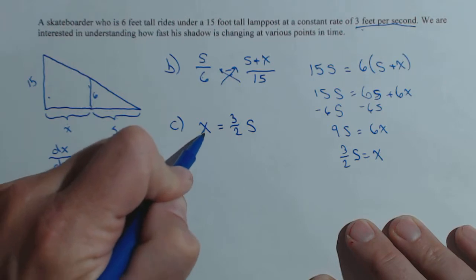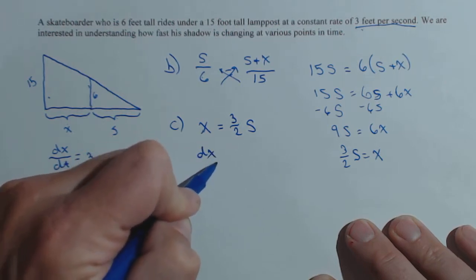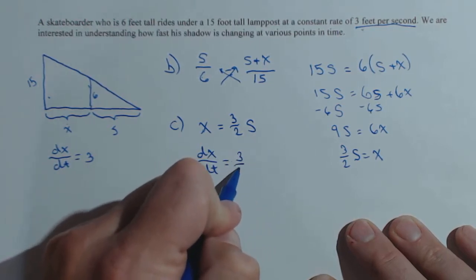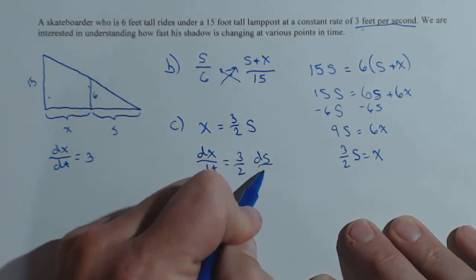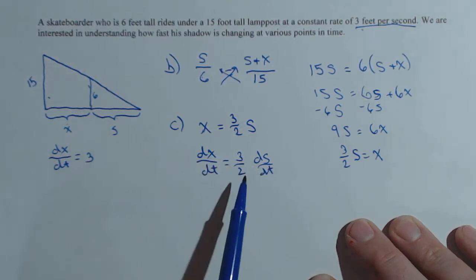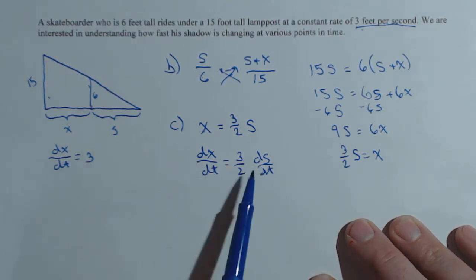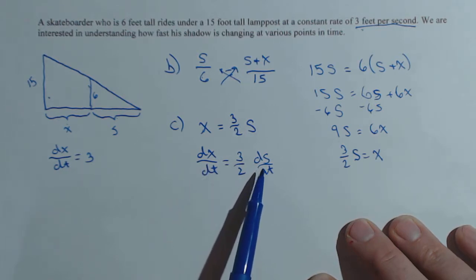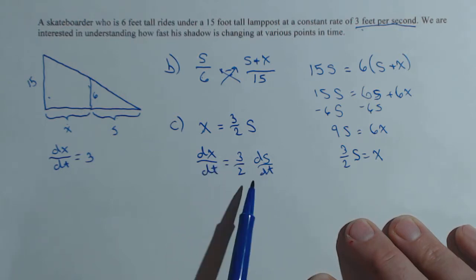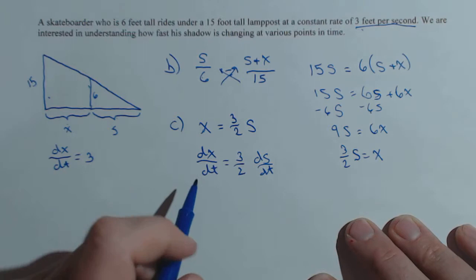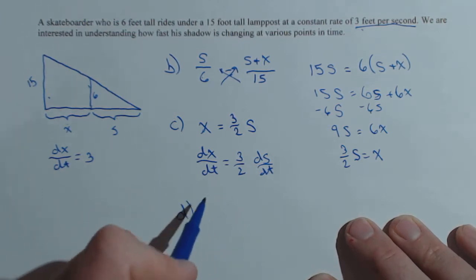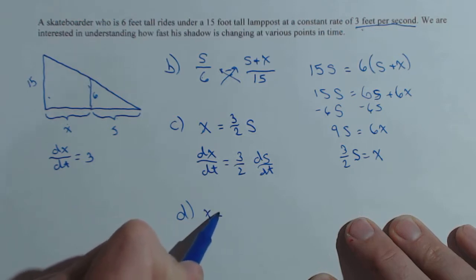So we take the derivative of both sides with respect to t. So the derivative of x is just dx/dt. And the derivative of s, well, the constant stays, and the derivative of s is just ds/dt. So this means there's a linear relationship between dx/dt and ds/dt, and the rate that the length of the shadow is changing is independent of where the skateboarder is, because there's no x in this problem, or s for that matter.